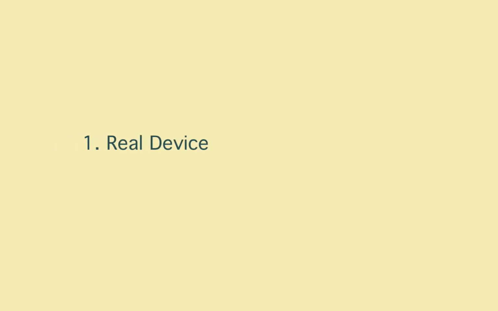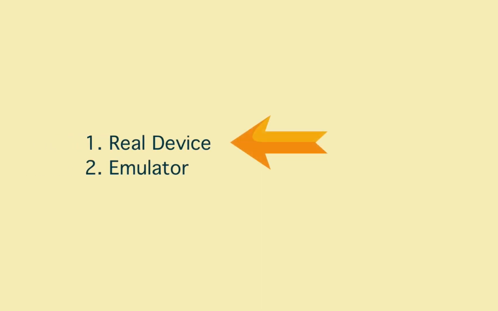Actually, there are two ways to test your application. The first option is to test your application on your real device. Some people prefer this method because it is faster. But some people don't like it because they don't like connecting their cell phone to the laptop each time that they need to test their application. The other option is to use an emulator on your own laptop.